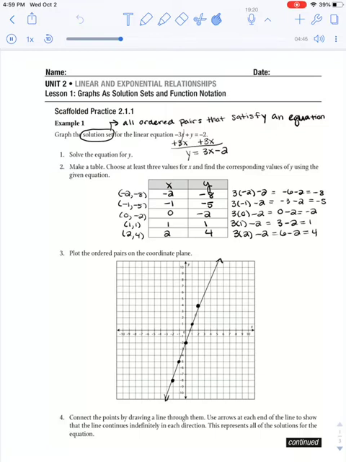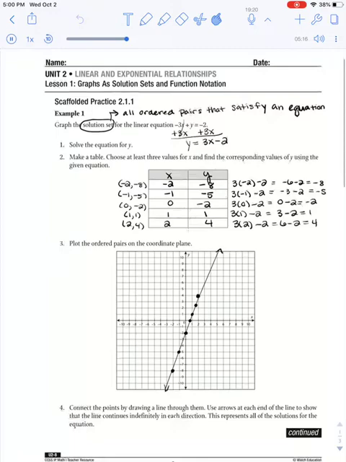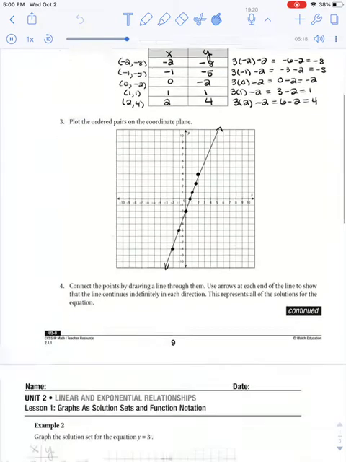So if I'm looking, what are the solution sets for this linear equation? It's any point that is on the line. So are the points that we have the only ones? No, if I look, there are more points. This would be a solution right here. This would be a solution. So there are many solutions to this equation. All right, let's look at the next example.